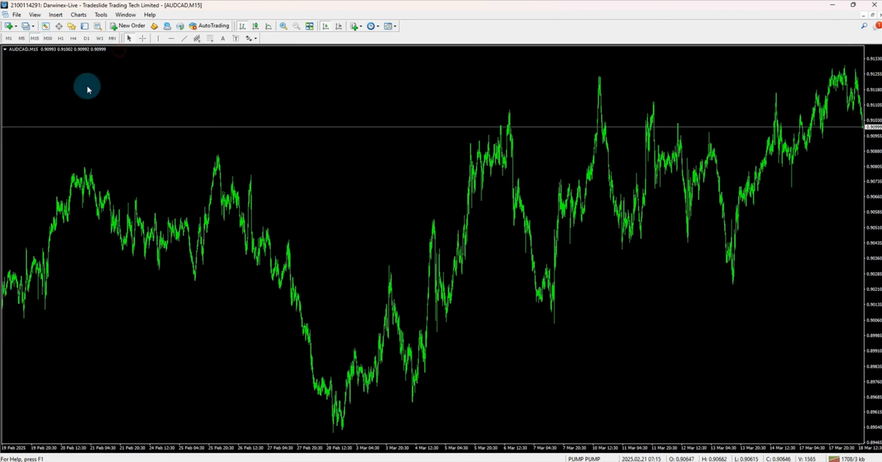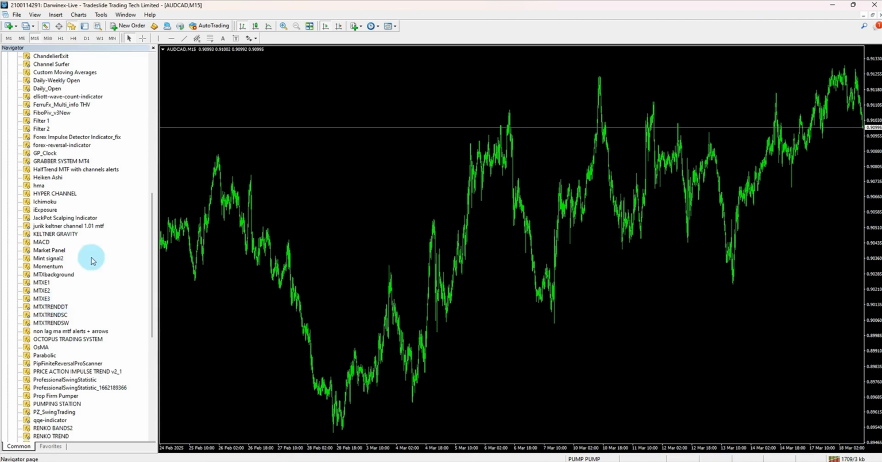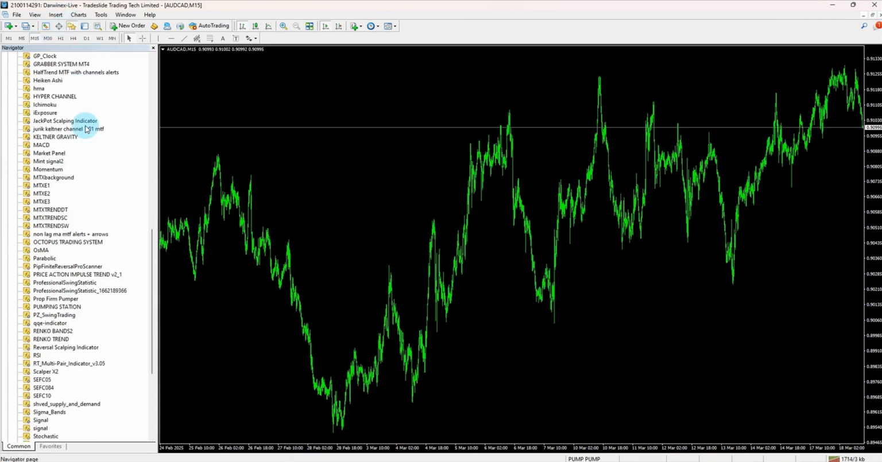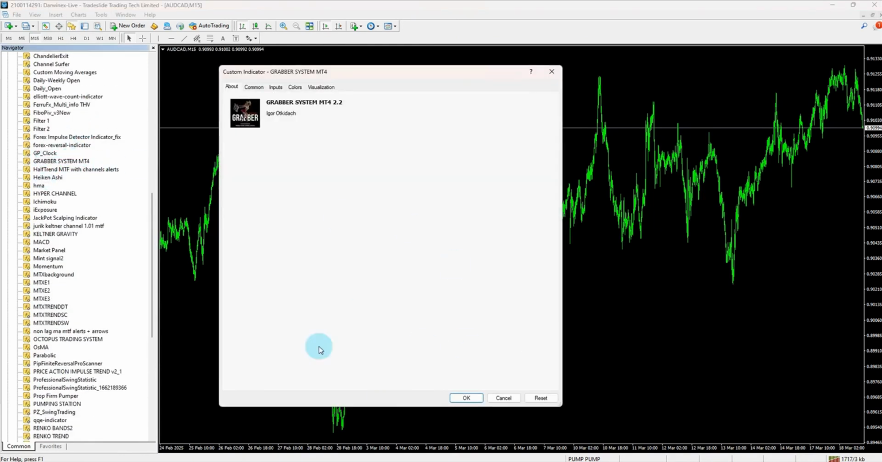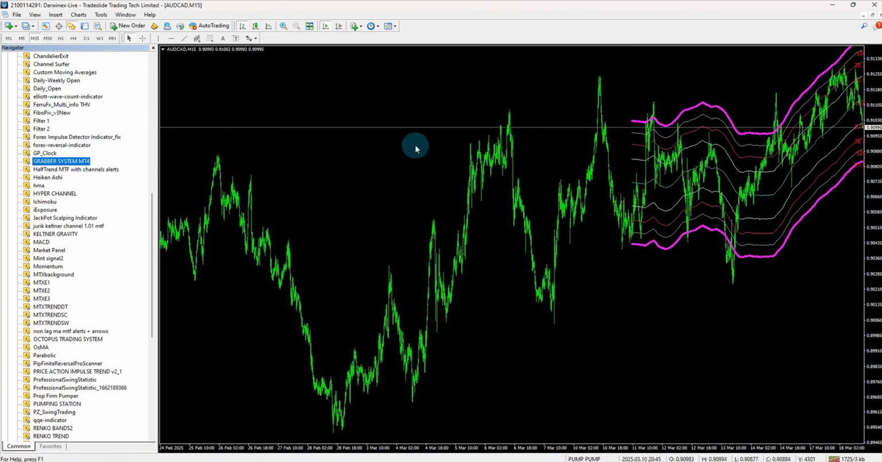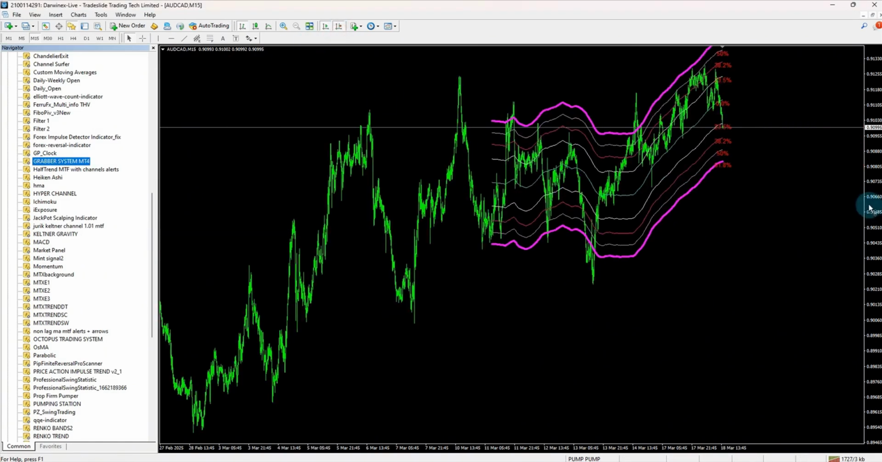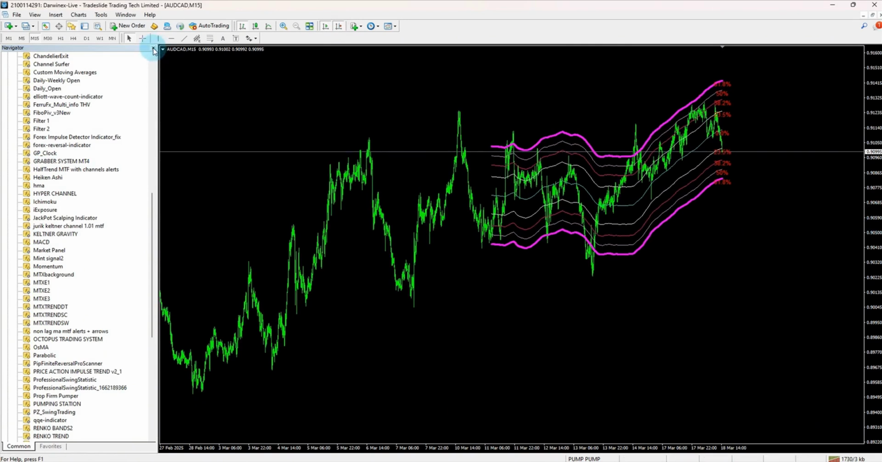Okay. Now we go to the Navigator folder, find Grabber system. Drag it here onto the price chart and click the OK button. There it is. Installed on the price chart.